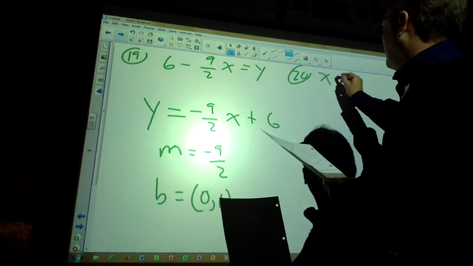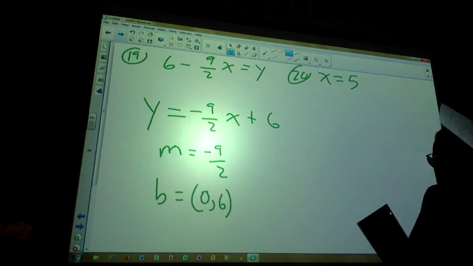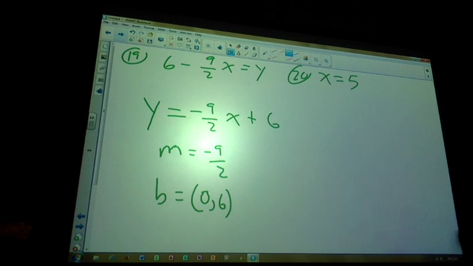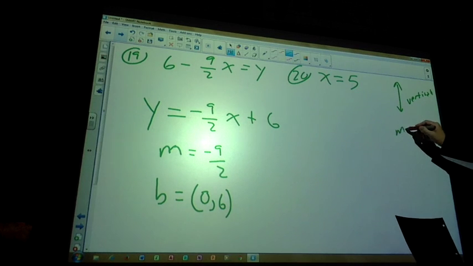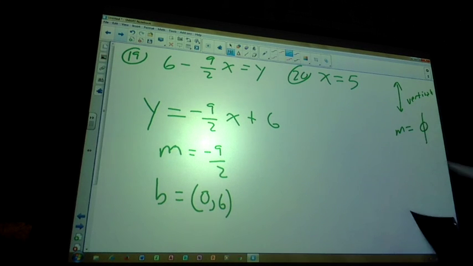Number 20, x equals 5. Is this a special case? It's a straight line, I get you. Is it horizontal or vertical? Undefined. So it's a vertical line, which has a slope that is undefined. Right? There's no b. That's undefined. Well, you could write that, or you could write the word undefined.